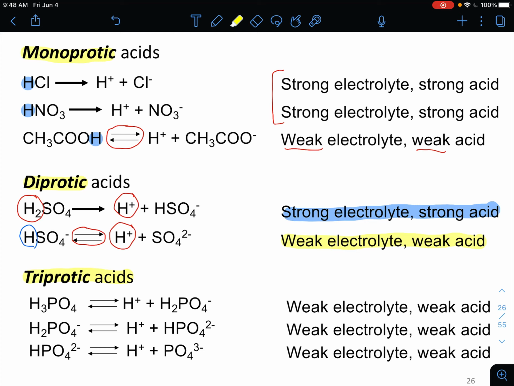Triprotic acids, there aren't too many examples of triprotic acids that we typically talk about in general chemistry. Phosphoric acid is kind of the most common one. Phosphoric acid is not one of the strong acids. You can see all 3 of these steps, we describe it as weak acid, which also means weak electrolyte, and that's reinforced by the reversible arrows for all of these. So each time you can see we're losing one hydrogen at a time, going from phosphoric acid to the dihydrogen phosphate ion to the hydrogen phosphate ion.